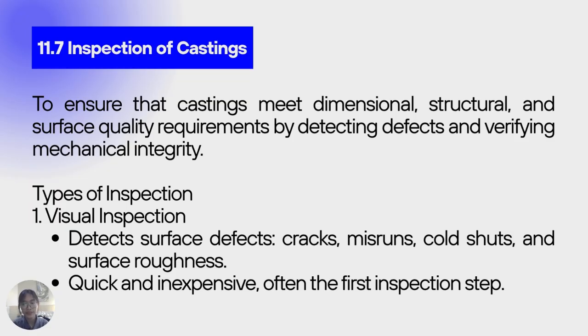Moving on to 11.7, inspection of casting. Inspection of casting is carried out to ensure that every product meets the required dimensional accuracy, service quality, and internal integrity. It helps identify defects early, improving both safety and reliability of the final component. It begins with visual inspection, the simplest method used to detect surface defects like cracks, misruns, cold shuts, or surface roughness. Then there is dimensional inspection, which uses tools such as calipers, micrometers, or coordinate measuring machines, or CMM, to verify size and tolerance.